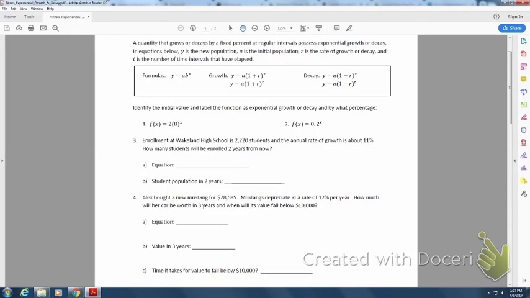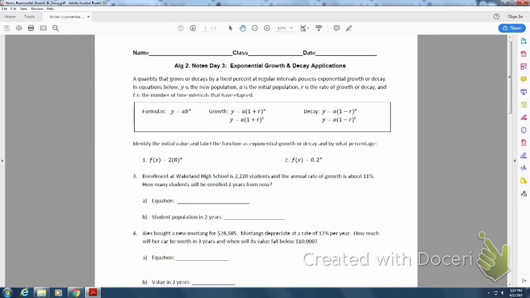Okay, looking at today's notes, just looking at applications. We've already talked about the basic exponential growth, exponential decay formula, a times b to the power of x, and then how to find b: 1 plus the rate for growth, 1 minus the rate for decay. Talked about a little bit on that first day where we did all the M&M stuff. We're going to get into it a little more in depth today and just practice it a little more.